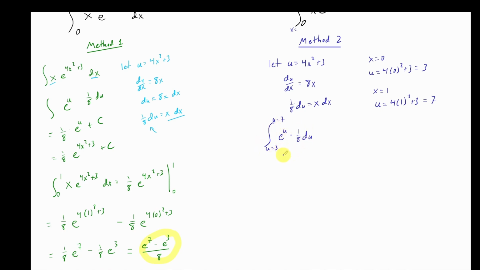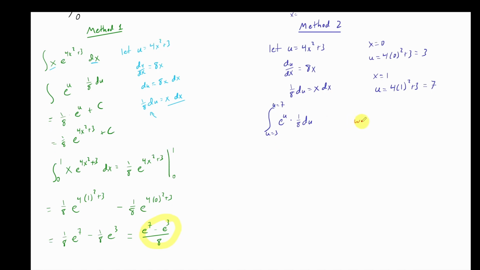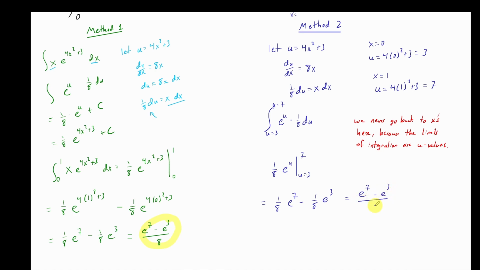Everything is in u's. The problem doesn't remember that it came from a problem that had x's in it, so I never need to go back to x's, because the limits of integration are u values. So when I integrate e to the u, I get e to the u. The 1/8 hangs out. And since these are u values, I can just plug in. So there are two different methods for finding a definite integral that involves u-substitution.